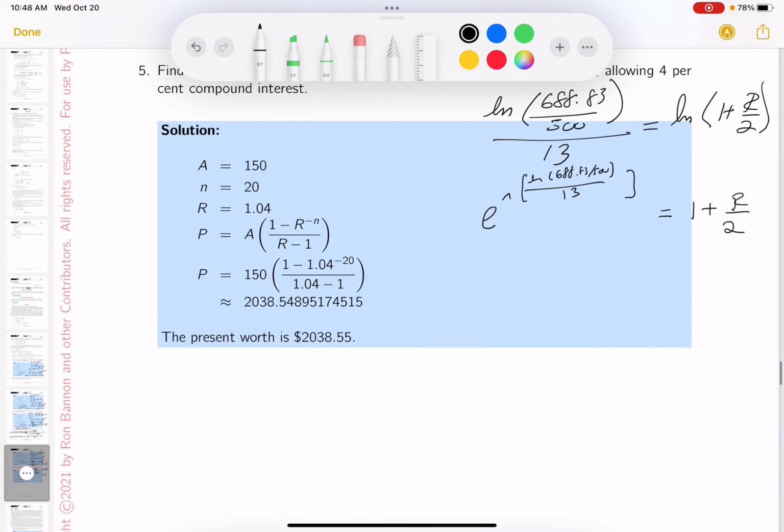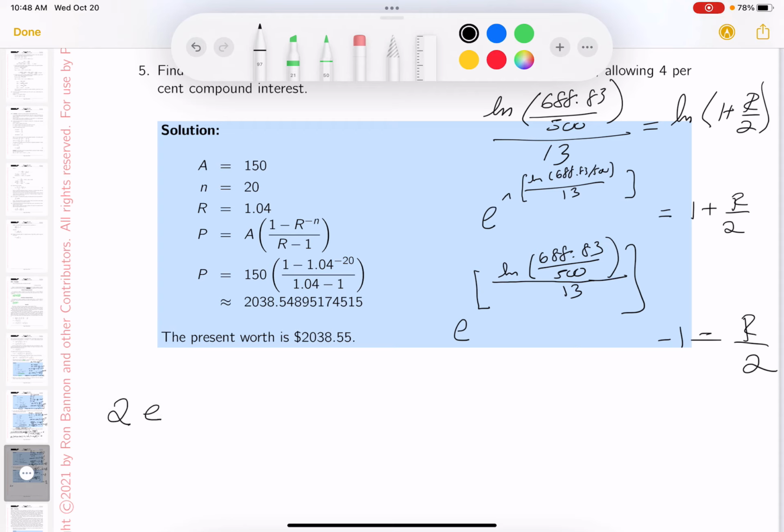All right, I'll get my calculator at some point. Boy, this is going to get tough. So it's going to be e raised to the power. I'll put the power down again, a little bit neater this time. Natural log 688.83 over 500 divided by 13. And then I'm going to subtract 1, and you get r over 2. That looks terrible. I'm going to multiply both sides by 2. You get 2 e to a power. What's the power? Natural log 688.83 over 500 divided by 13. That's the power. Minus 2 is equal to r.